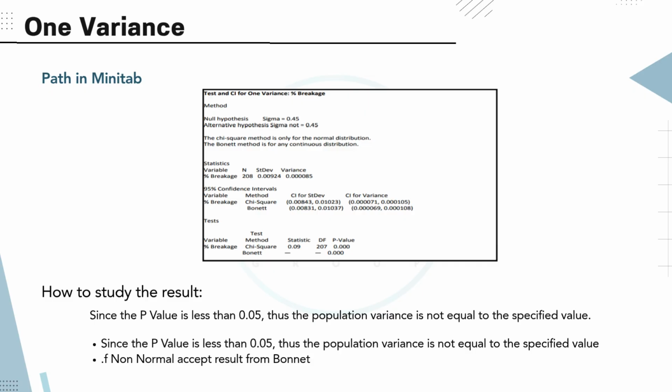Also note, if your data is non-normal, you should rely on Bonett's method for a more reliable result. Key tip: always check the normality of your data first before deciding which method to use. And if in doubt, use Bonett. It's more robust for real-world data.